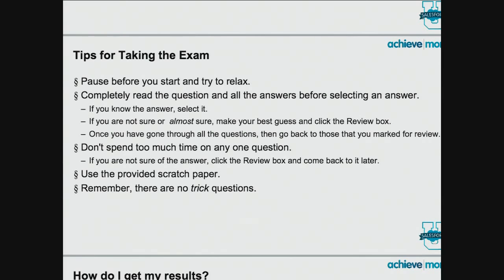And be in a relaxed state. Don't have been cramming the night before. It's like taking exams in college or any important exam. I used to tell my kids this on the SATs. You really want to be relaxed. So put yourself in a good frame of mind.